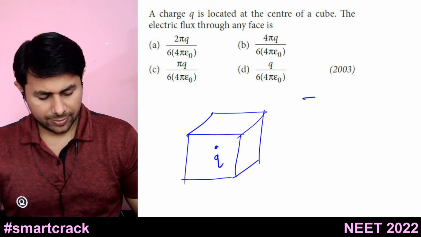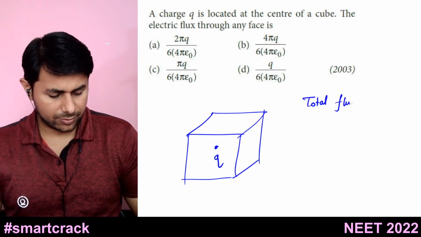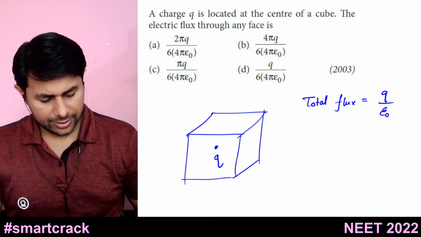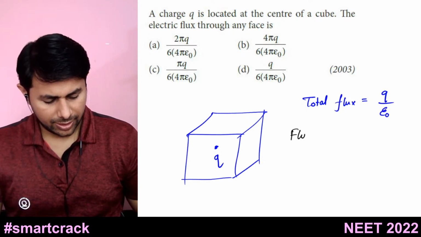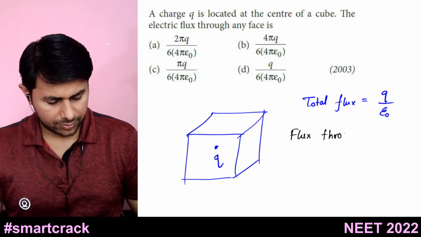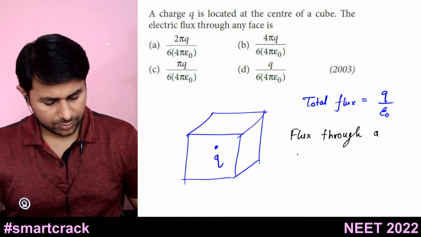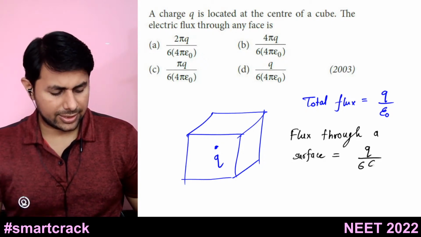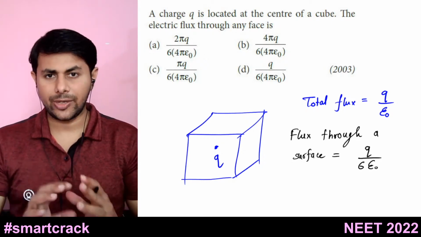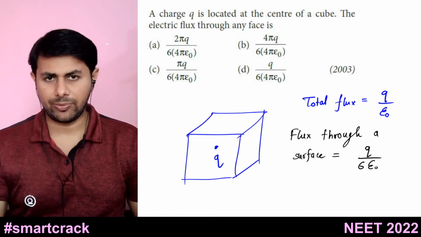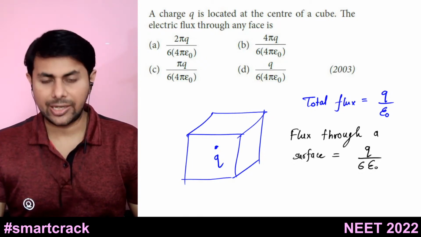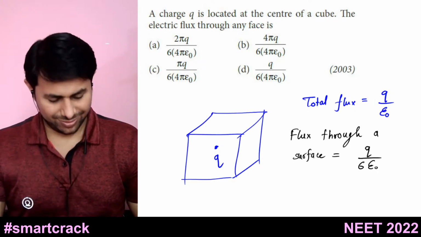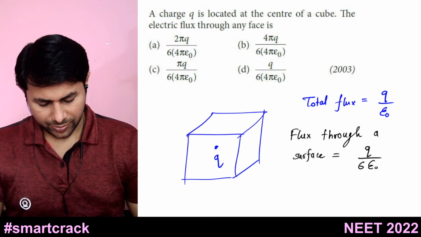So total flux, we know it is charge enclosed divided by epsilon naught, and therefore flux through a surface is equal to q upon 6 epsilon naught, because flux through 6 faces is q upon epsilon naught. Flux through one face will be q divided by 6 epsilon naught. Okay, so that should be the answer.